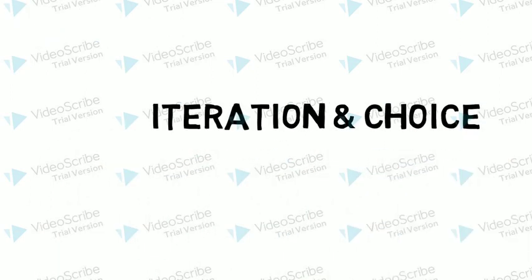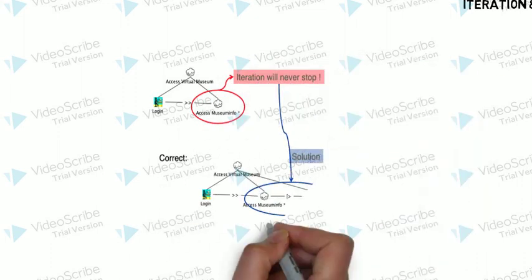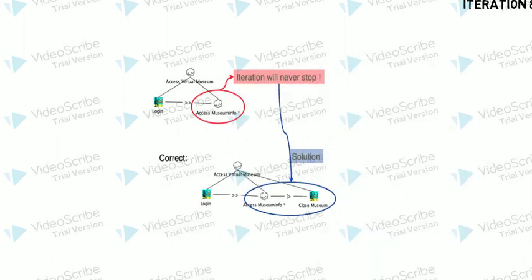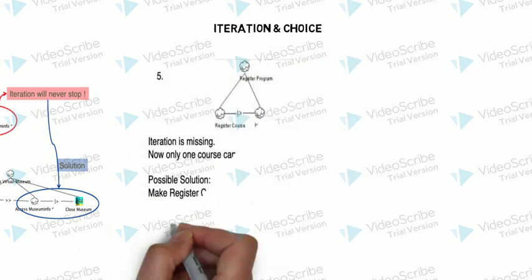If we talk about the combination between iteration and a choice, in this picture, make sure that the user has to choose from, and have, an iteration task to start with. Otherwise, the user interface will never stop. In this picture, we have to access the museum. The user has to access the museum through a login process, but the iteration will never stop. For that, we are going to add a user interaction task.